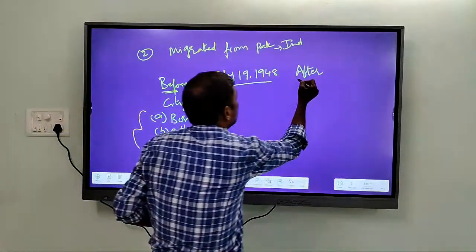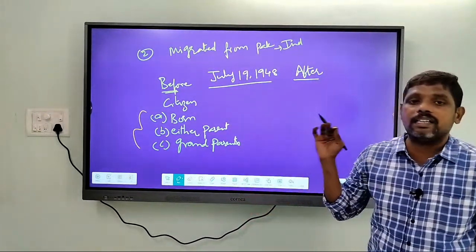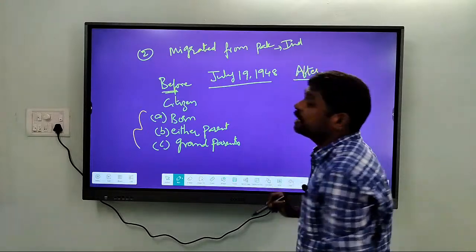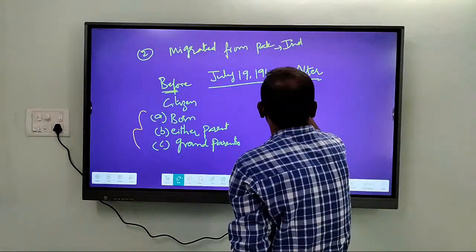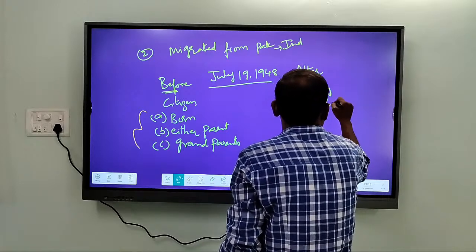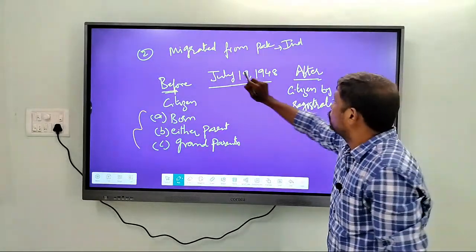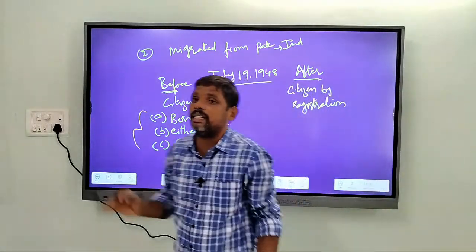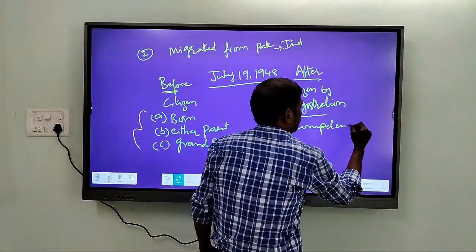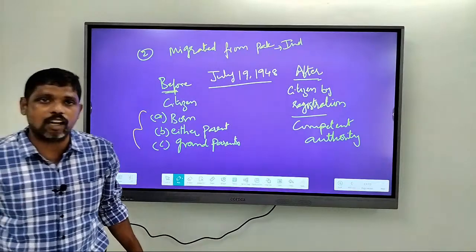This is one condition. The ones who have migrated after July 19, 1948 are treated as citizens of India by getting registered before a competent authority. They are given Indian citizenship by way of registration. The concerned individual should get registered. Those who migrated after July 19, 1948 are required to get registered to get Indian citizenship, before a competent authority appointed by Government of India.